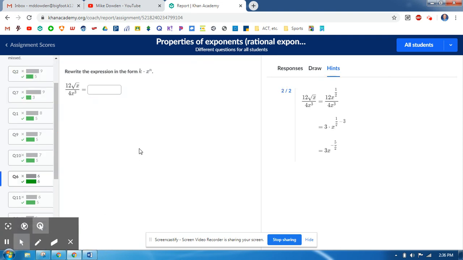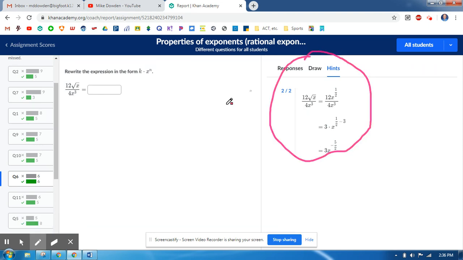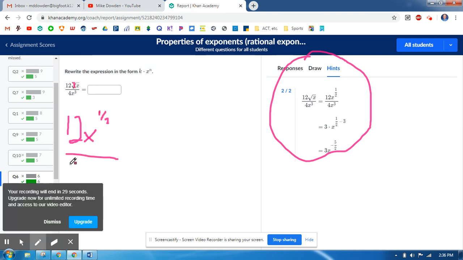Hey guys, here's our third one for today. Again, I'm going to do it the exact same way that they have over here. This is their step-by-step. I'm just going to kind of talk through where it's coming from. Again, we would write this in class as 12x to the 1/2. Remember, when there is nothing here, we know that that's a little 2, right? That's a square root, so that's 1/2 over 4x to the third.